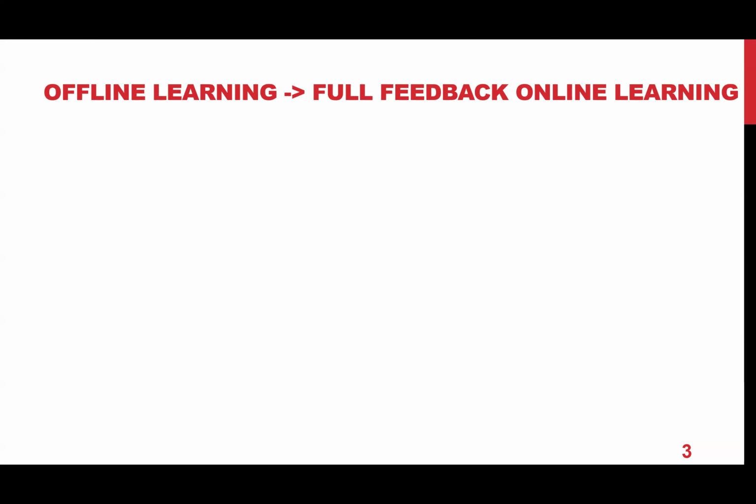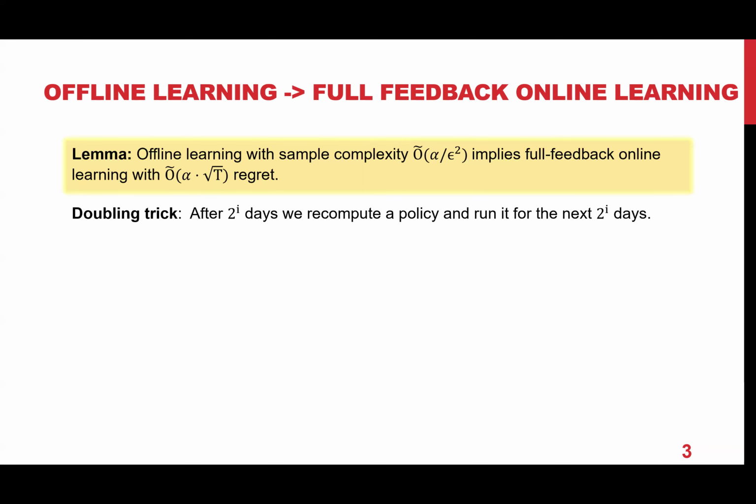So if you're receiving these samples every day, where at the end of the day you learn the value of the bunny that showed up, then you're fine. And the reason is simply the doubling trick. So what's the lemma? The lemma is that if you have an offline learning problem for which you can get some alpha over epsilon squared sample complexity, you can get some alpha times root T regret.